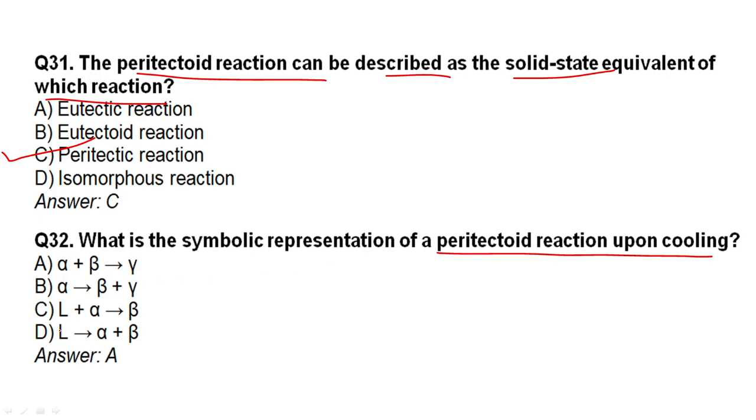What is the symbolic representation of the peritectoid reaction upon cooling? Of the four options, the correct option is: alpha ferrite plus beta is converted to austenite. That is, alpha plus beta is converted to gamma. This option is the peritectoid reaction.